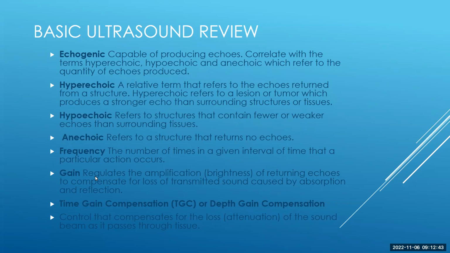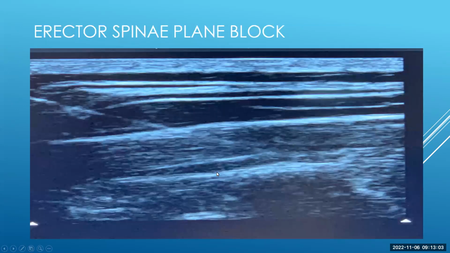Time gain compensation or depth gain compensation compensates for the loss or attenuation of the sound beam as it passes through tissues. And that's just trying to enhance that image, especially when we're looking for something a little bit deeper. So this is a good example of a high quality ultrasound image that allows us to see good striations, good fascial planes, and also allow for us to be able to see our needle as well.